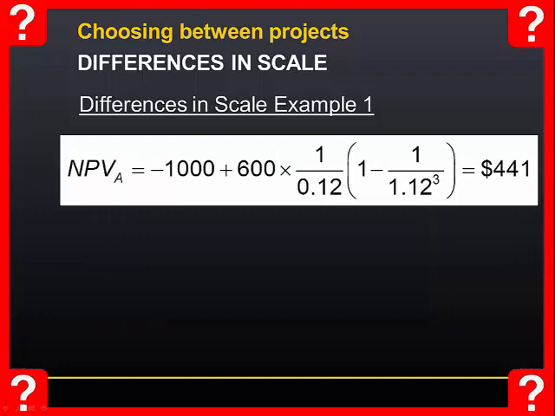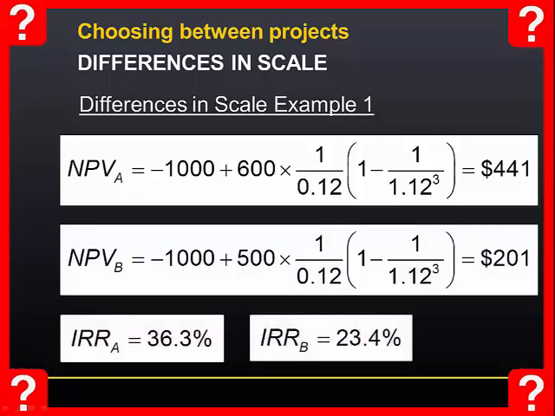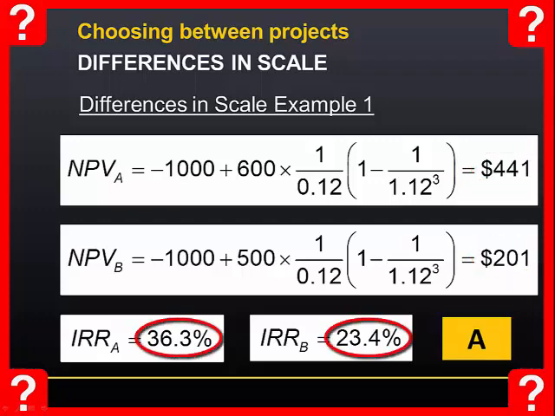The NPV of project A is $441 and for B it's $201. The internal rate of return for project A is 36.3% and project B 23.4%. So which project should we select? The answer is clearly project A because it has a higher NPV and a higher internal rate of return. So both methods are in agreement.